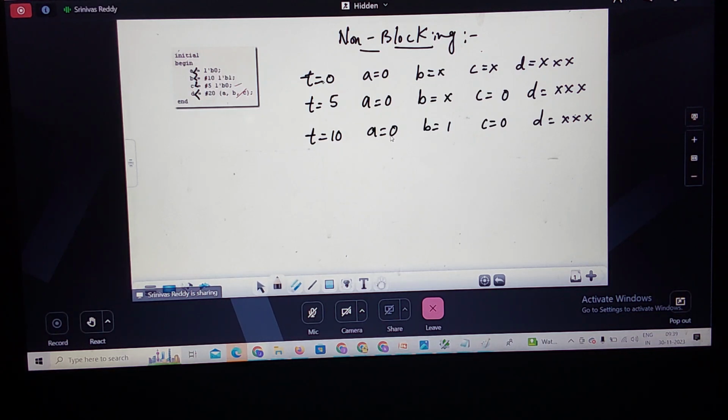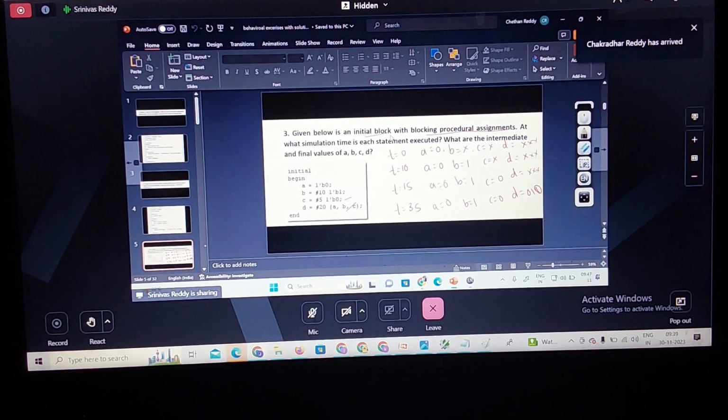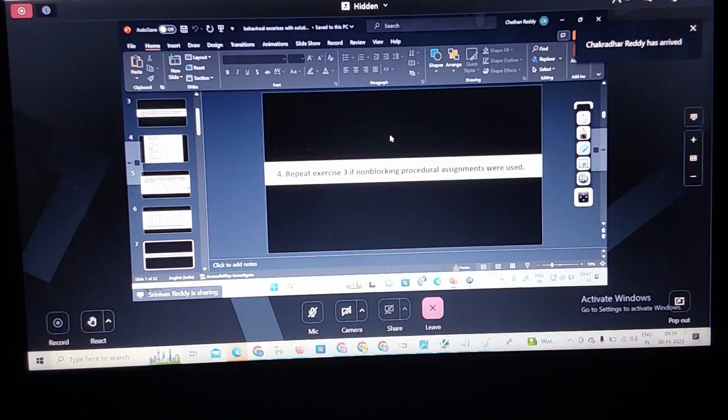So yesterday it was only printing at t equal to 0, t equal to 5, and t equal to 10, because it is non-blocking and the values do not change after this timestamp, so the monitor stops up to here. Did you understand this blocking and non-blocking operation? Now let us continue with the questions.